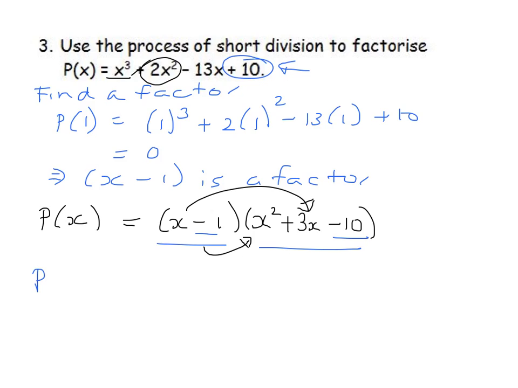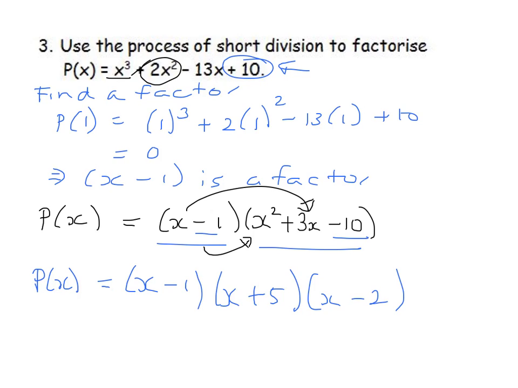So the last step is the same as previous. I'm going to try and factorise my quadratic factor. So multiply to give minus 10, add to give plus 3. So it's going to be positive 5 and minus 2.